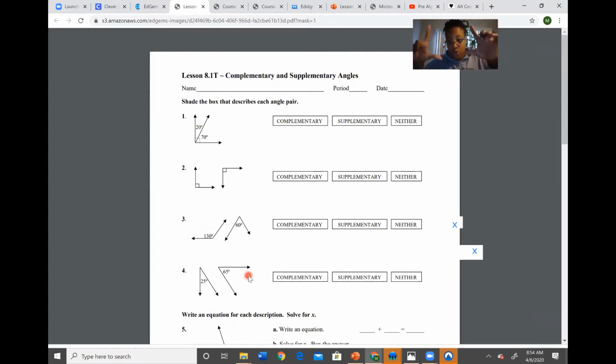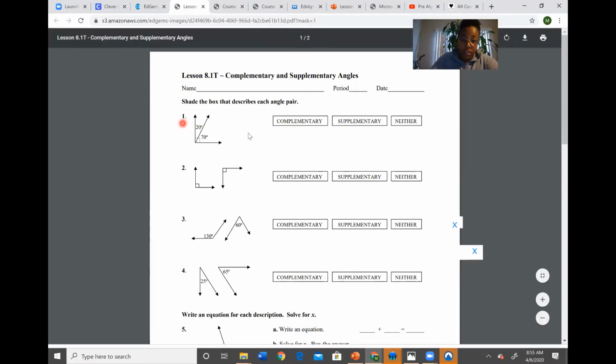Complementary: corners. Complementary corners equal 90 degrees. You only need one corner, 90 degrees. If the angles don't fit in the corner, it's not complementary, okay? And then supplementary is a straight line, 180. So this is supposed to be real simple for you. You have to look at the pictures.